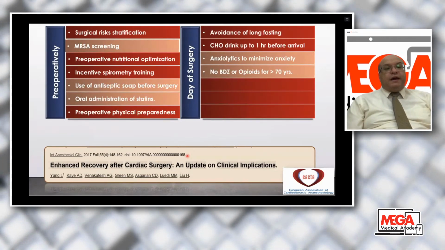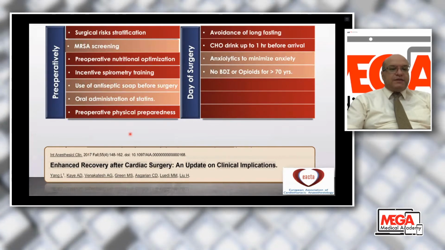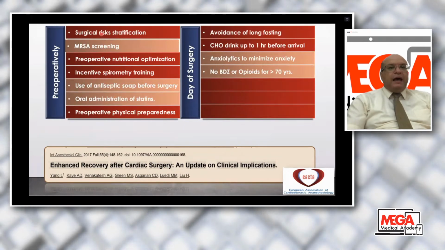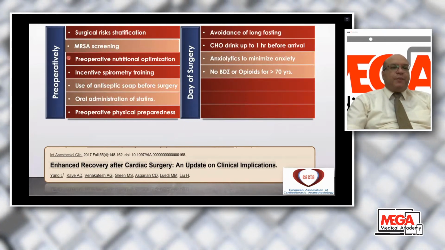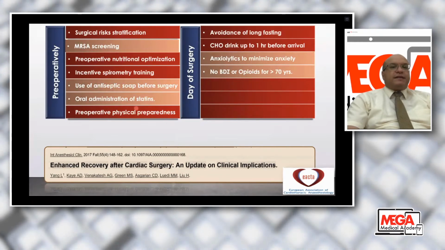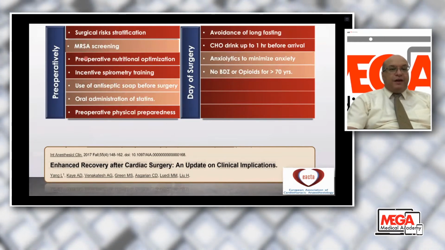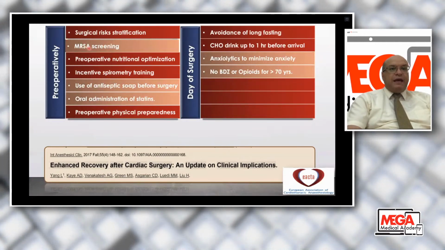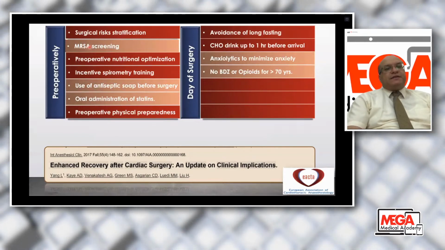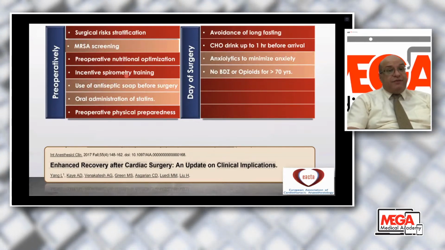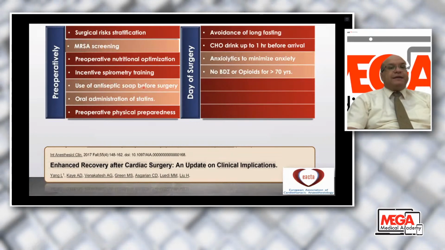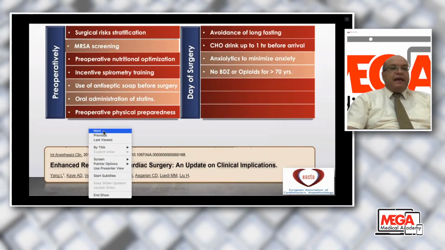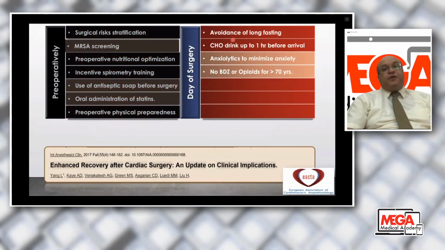There is an earlier protocol described by this group of investigators 2 years before the JAMA paper. And you can see here it also includes the pre-operative period. It looks like the same recommendations as the Iraqi society's. However, if you look here, they added some important items like methicillin-resistant Staphylococcus aureus screening, which is very important, use of antiseptic soap before surgery, oral administration of statins, and we have to look for evidence for this.